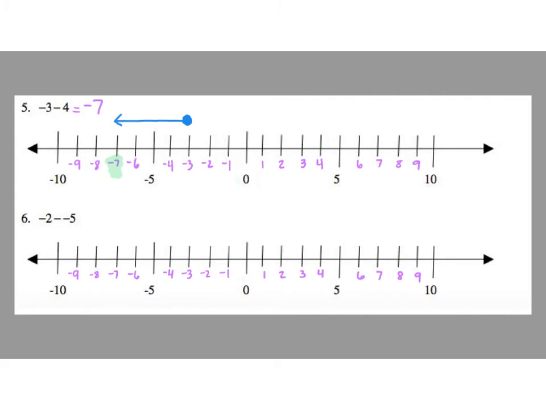In my last problem, I see negative 2 minus negative 5. Again, I see the subtraction sign right next to the negative sign in my second number. So I need to change both of these signs to be positive. So now, instead of negative 2 minus negative 5, I have negative 2 plus positive 5.